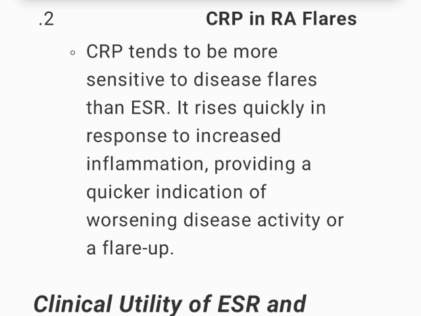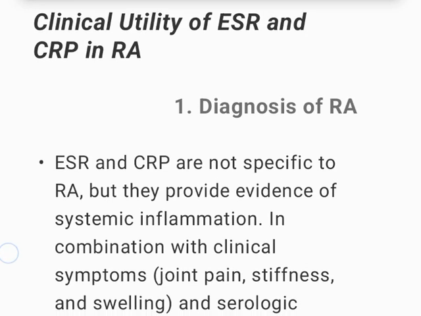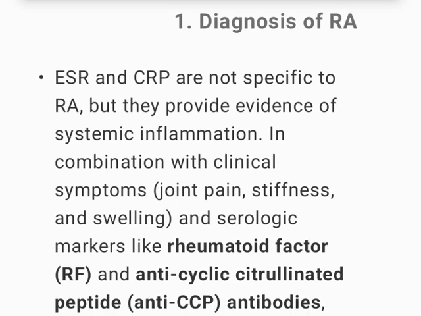CRP tends to be more sensitive to disease flares than ESR. It rises quickly in response to increased inflammation, providing a quicker indication of worsening disease activity or a flare-up. Clinical utility of ESR and CRP in RA. 1. Diagnosis of RA.